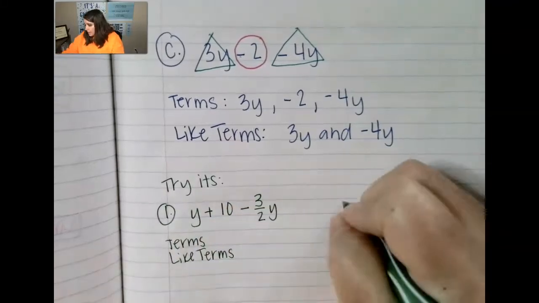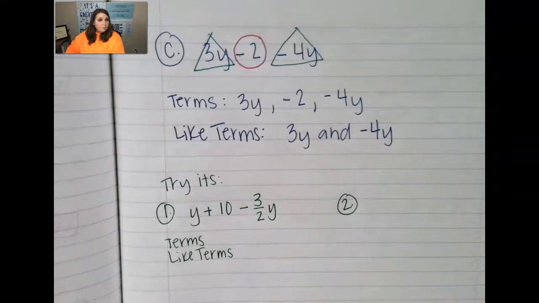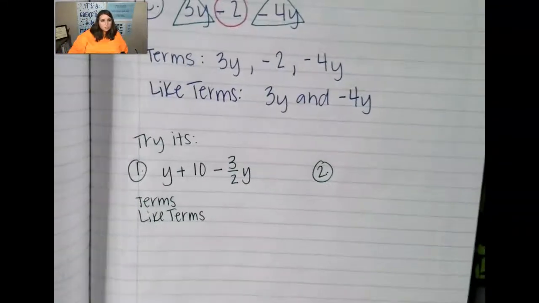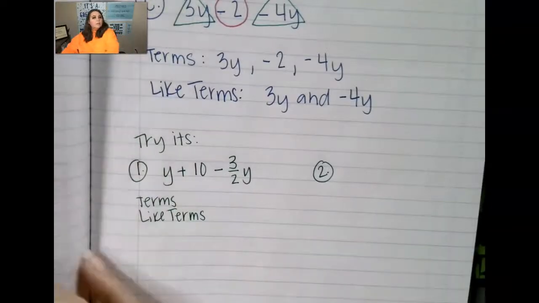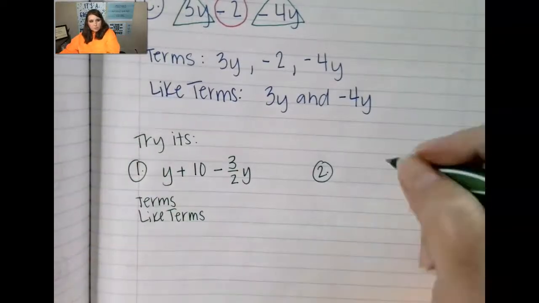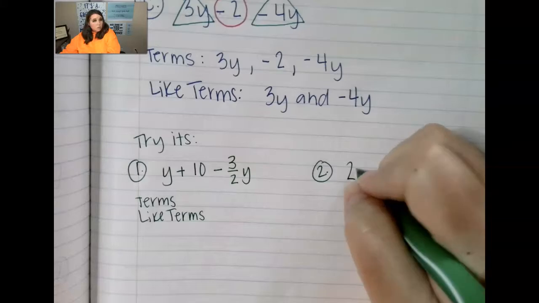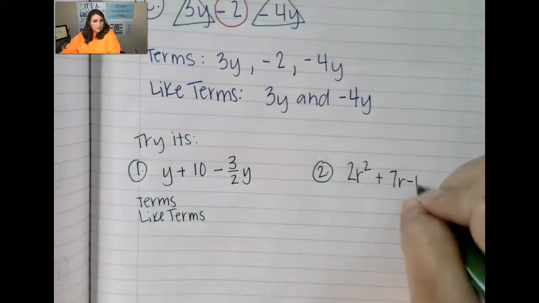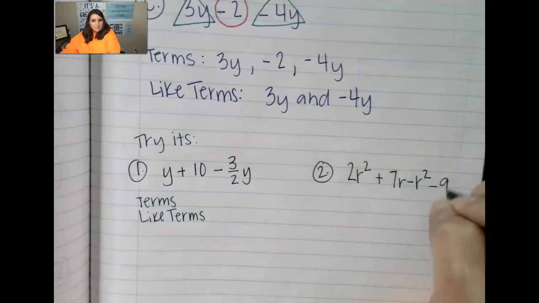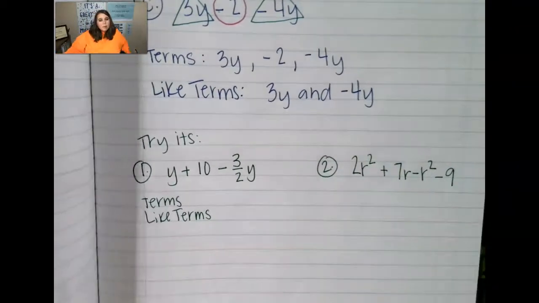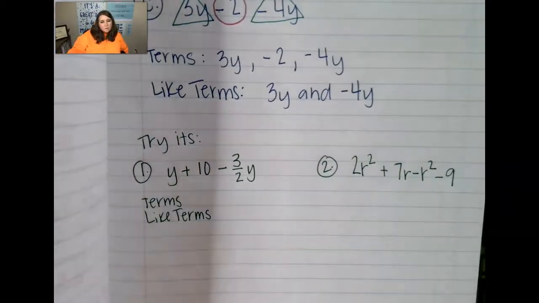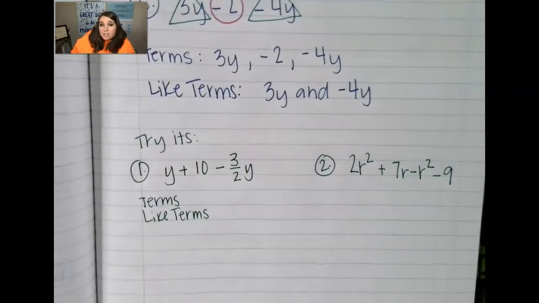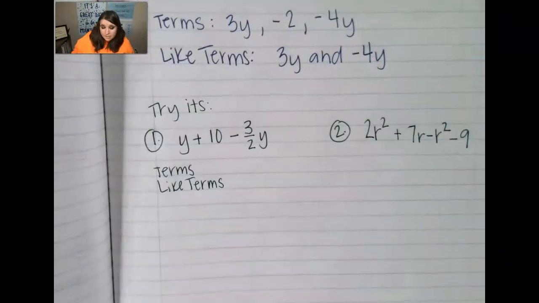And then try-it number 2 has some exponents in it. It is 2r squared plus 7r minus r squared minus 9. Go ahead and hit pause right now so you don't hear me solving. And then when you are ready, come on back and check your level of understanding.